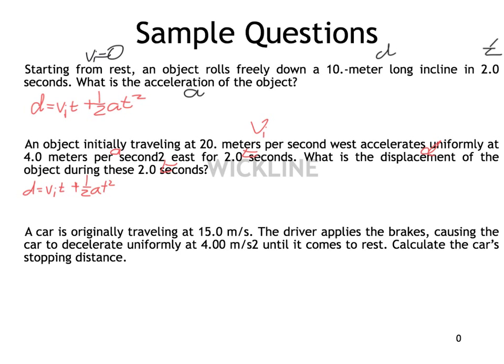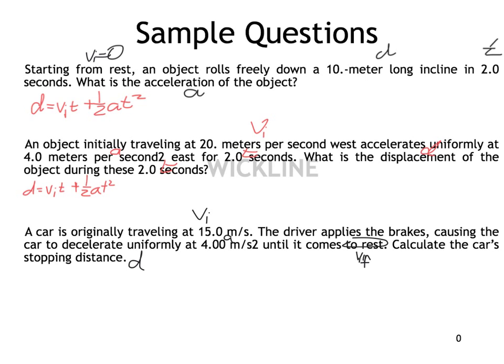All right, last question. A car is originally traveling at 15 meters per second. The driver applies the brakes. Let me go back and label this. So it's traveling at 15 meters per second, so VI. The driver applies the brakes, causing the car to decelerate uniformly at 4 meters per second squared, so that's A, until it comes to rest. So if it comes to rest, then that means that's a VF, because it's saying that the final speed is 0. Calculate the car's stopping distance, so they want to know D.